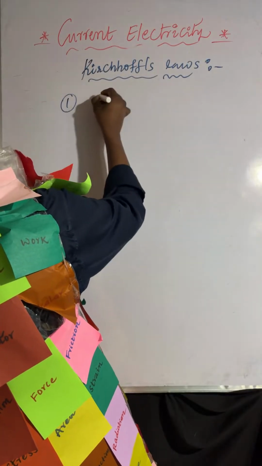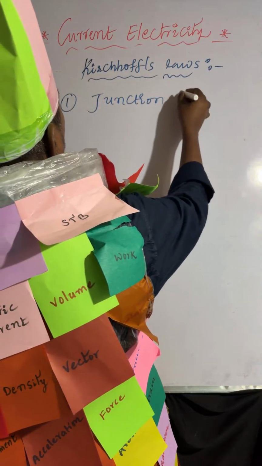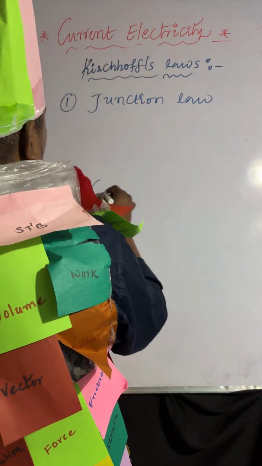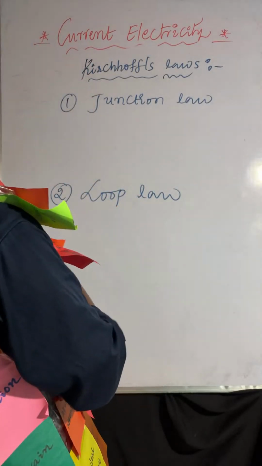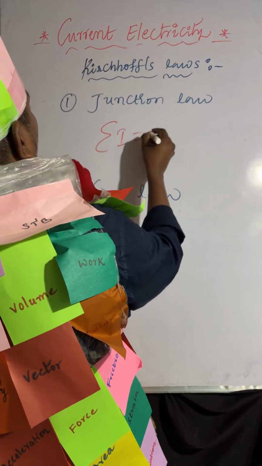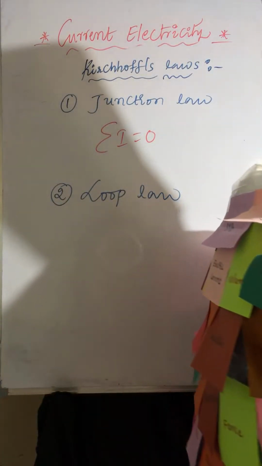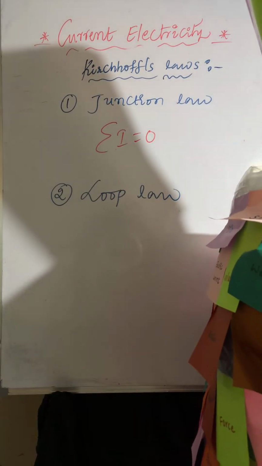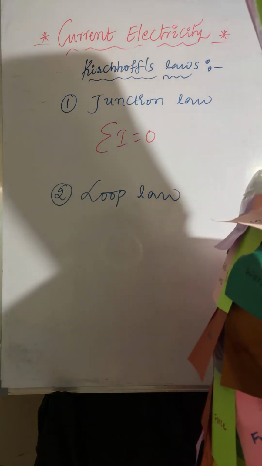One is the junction law, and the second one is the loop law. Coming to the junction law: the algebraic sum of all the currents meeting at a junction is 0. The algebraic sum of all the currents.